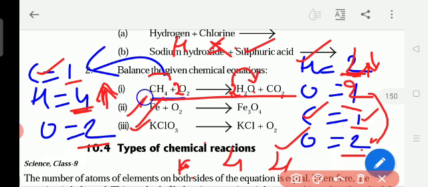Now write for this and for this, and write this one also, you write in the science note.